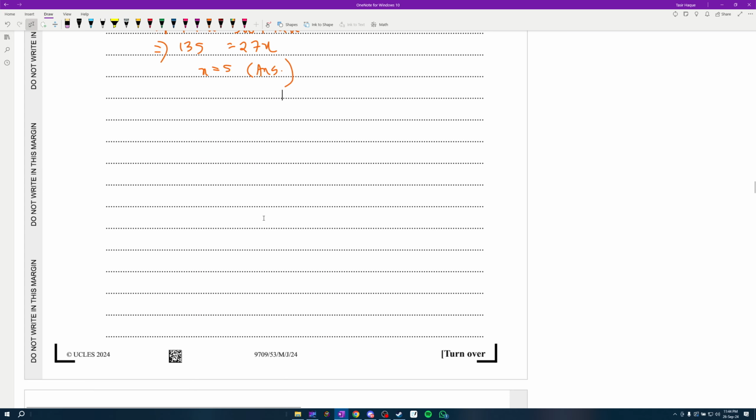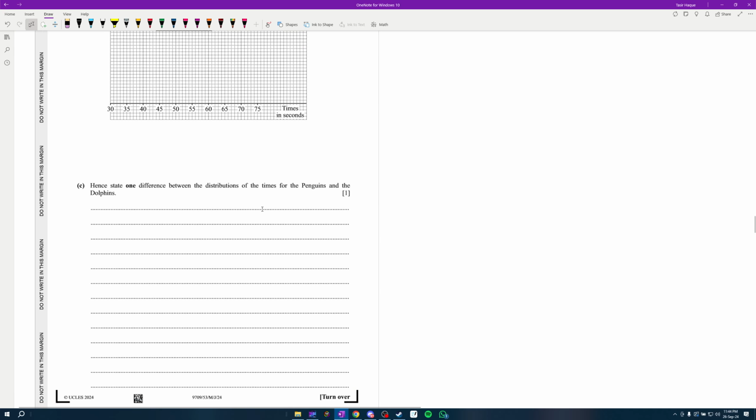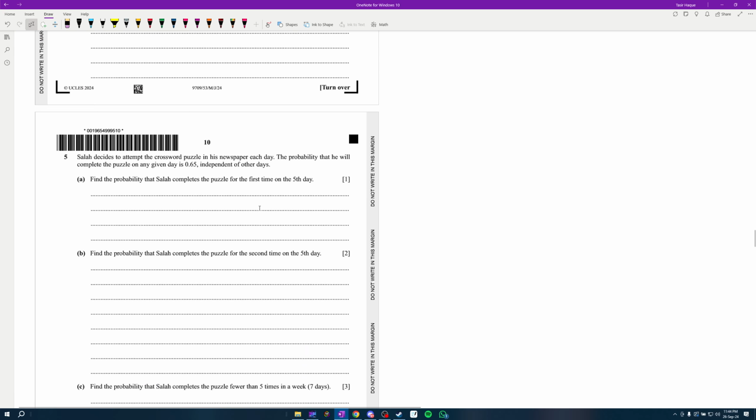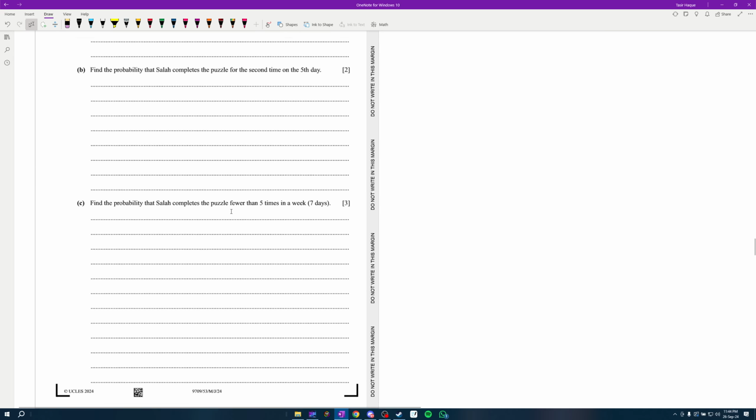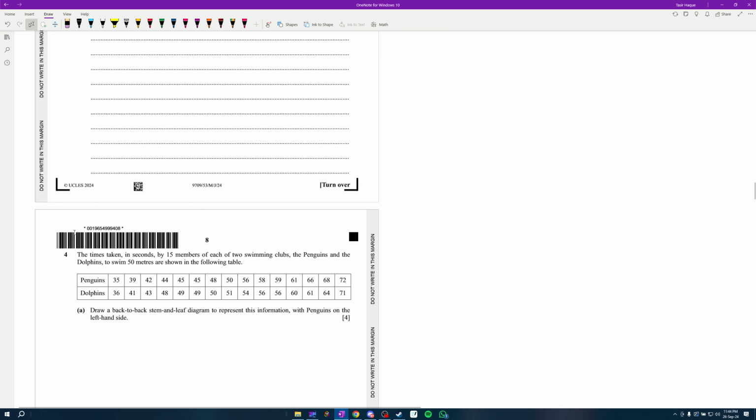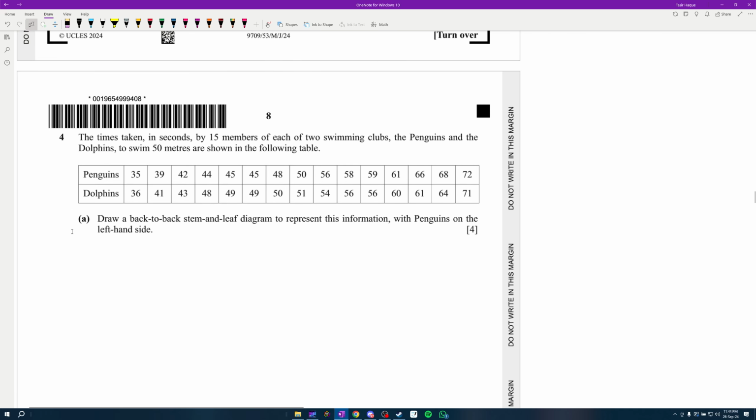Okay, let's move on. How many questions do we have in this paper? Oh, 3 more questions left. Okay, we'll be done in 20 minutes. Draw back to back stem and leaf diagram. Okay, so penguins and dolphins. Time taken by. Oh, these are actually members of 2 swimming clubs. Alright, fine.